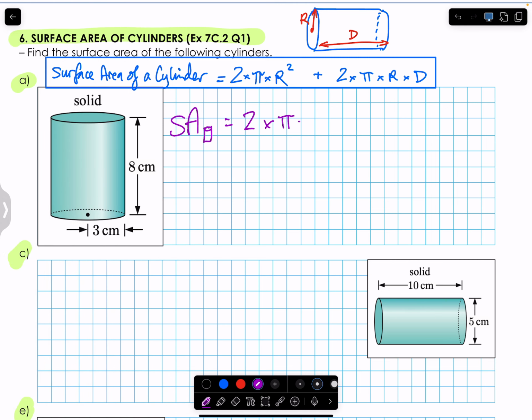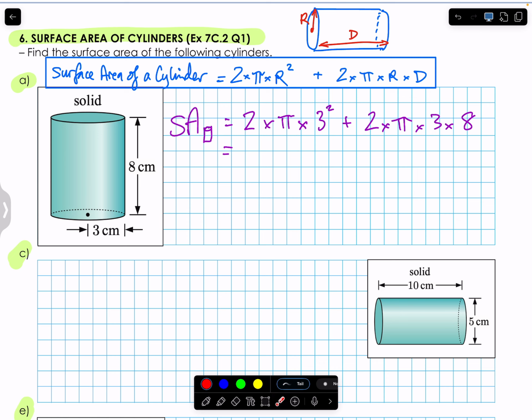Times by. If you've got something to add, come up here. What is the radius of the cylinder? 3 squared plus 2. You don't get a choice. Pi, you don't get a choice. What's the radius again? 3 times by, what is the depth of this cylinder here? 8. Work these out separately.